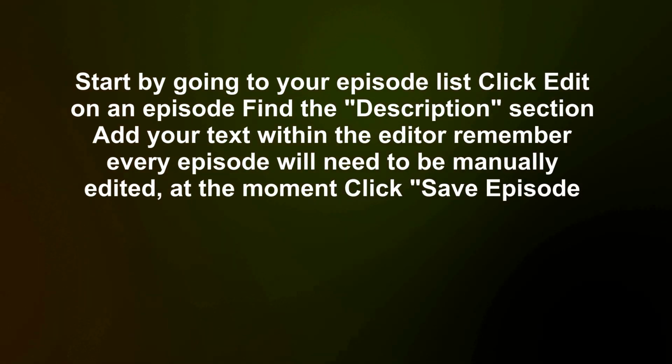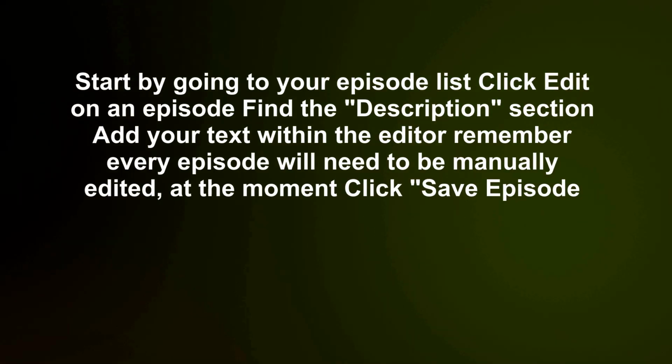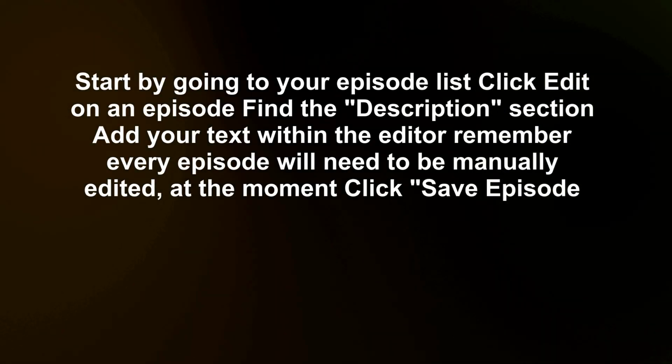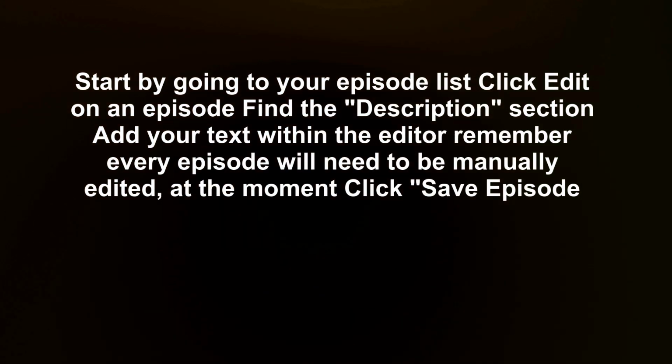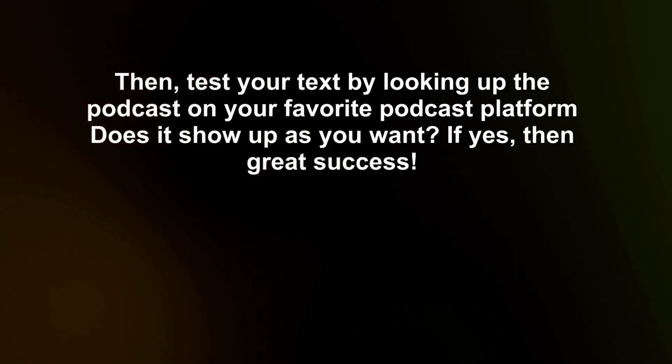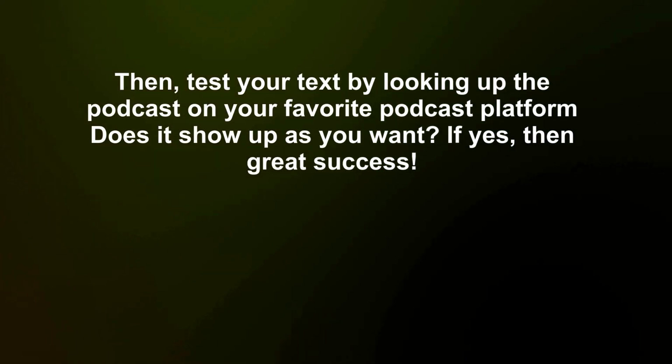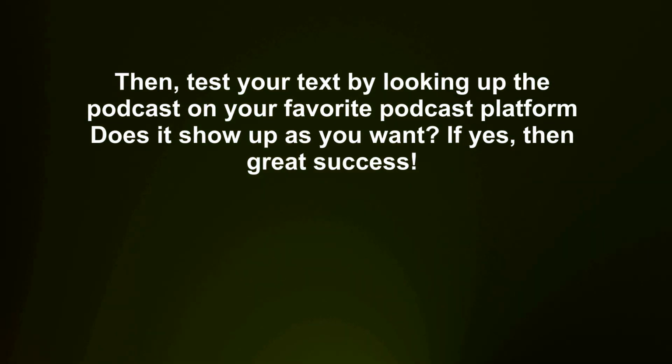Start by going to your episode list, click Edit on an episode, find the description section, and add your text within the editor. Remember, every episode will need to be manually edited at the moment. Click Save Episode. Then, test your text by looking up the podcast on your favorite podcast platform. Does it show up as you want? If yes, then great success.